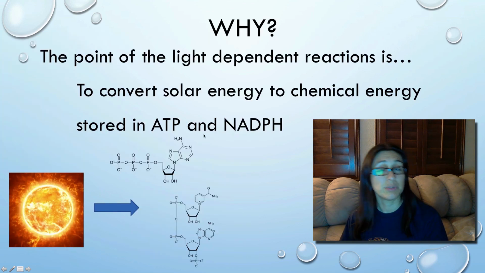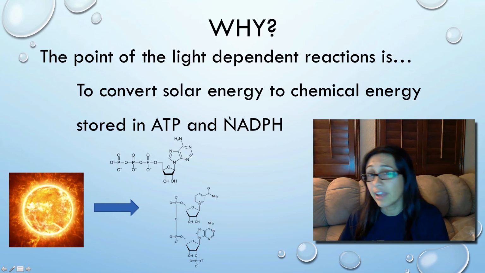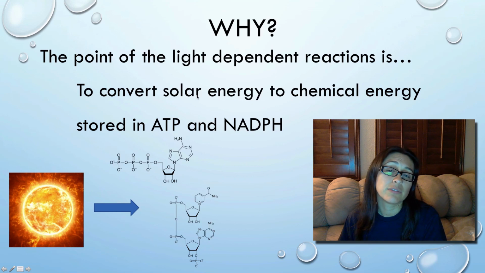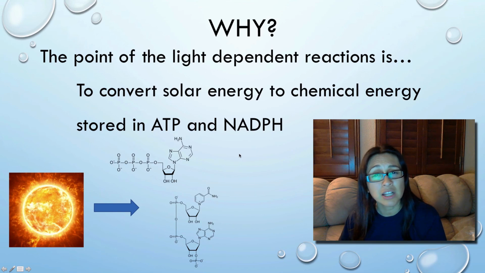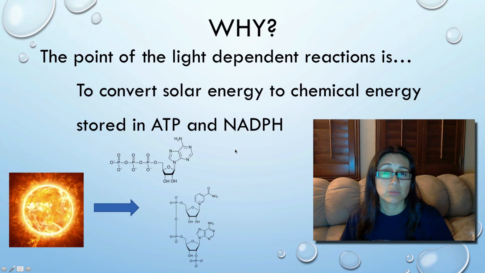Now, this is what we started off with in these notes. Why do these light-dependent reactions happen? We said it's to convert solar energy into chemical energy in the form of ATP and NADPH. We haven't quite gotten to that yet; we're going to get to that in class. This background information will make a lot more sense in putting it all together and explaining exactly how you go from solar energy to the chemical energy of ATP and NADPH.